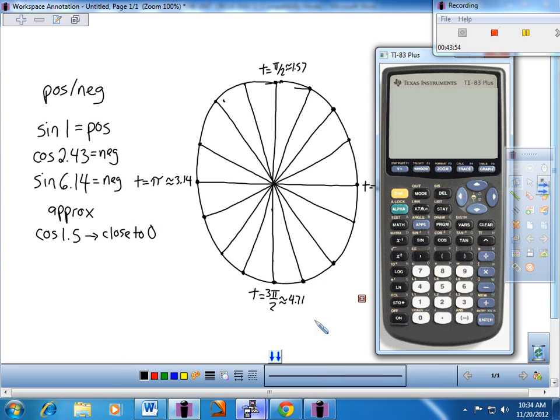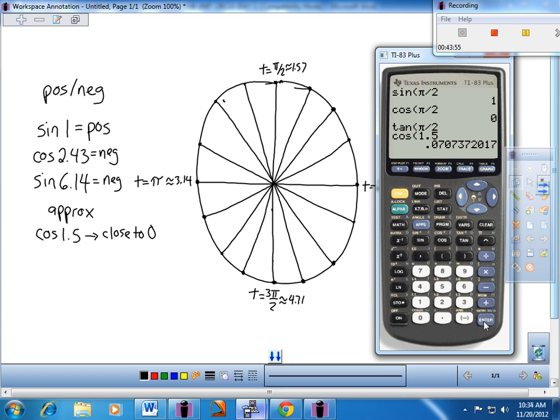Now, as a matter of fact, let's pull it up on the calculator to see if that works. So I have cosine. Let's take a look. Cosine of 1.5. And you can see it's a number pretty close to 0. It's positive because we're in the first quadrant. And it's close to 0.